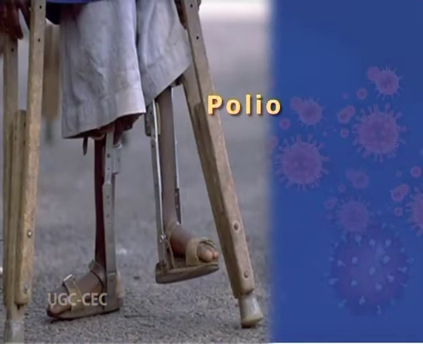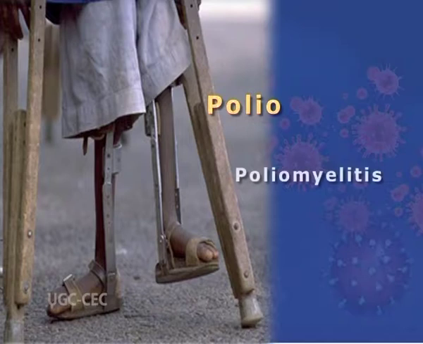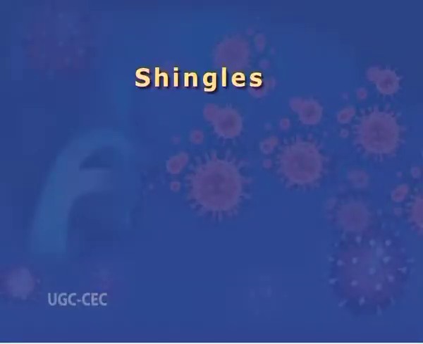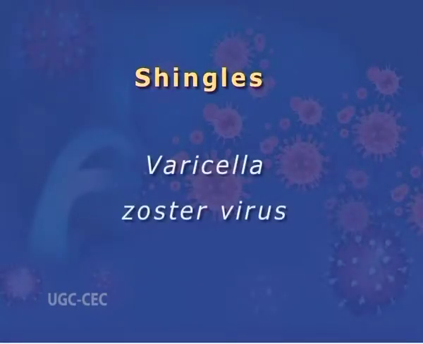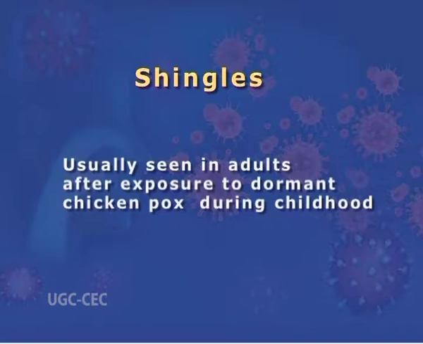Polio, causative agent human enterovirus. Symptoms: poliomyelitis is a crippling disease of spinal nerve cells caused by poliovirus infection. The disease can strike at any age but affects mainly children and causes paralysis in one case of every 200 to 1000 infections. Shingles, causative agent varicella zoster virus. Symptoms usually seen in adults after exposure to dormant chickenpox during childhood.